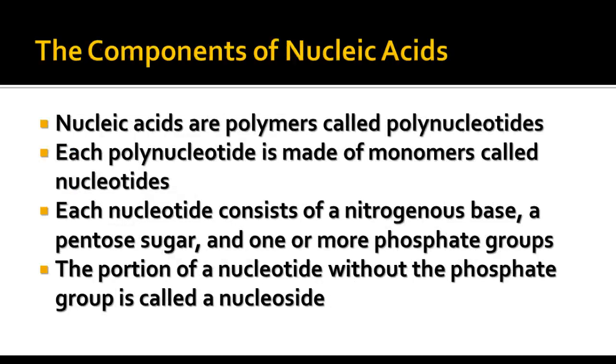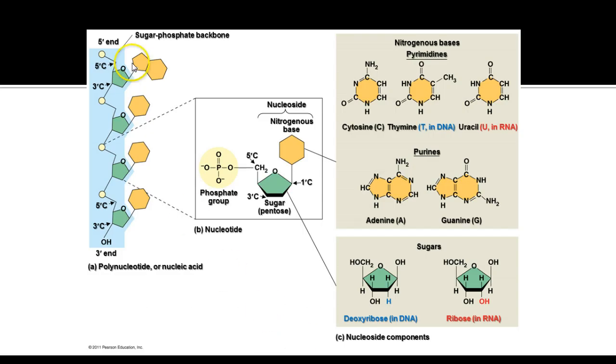The components of nucleic acids are called nucleotides, and so a polymer would be called a polynucleotide. Each nucleotide is made of three different things. It has a nitrogenous base, a pentose sugar, 5-carbon sugar, and one or more phosphate groups. If you look at the nucleotide without the phosphate group, it's called a nucleoside rather than a nucleotide. So if you see that term, that just tells you you're talking about the part other than the phosphate, the sugar and the nitrogen base. So here we have a polynucleotide, or the nucleic acid. You can see the pentose sugar here. The phosphates are shown as these little yellow circles, and then the nitrogen bases are attached to the sugars.